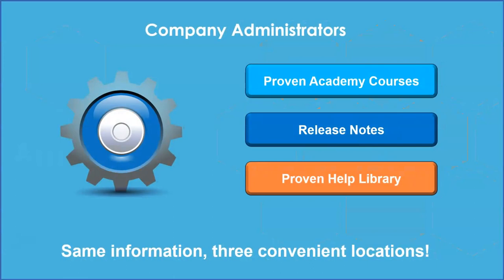Prior to utilizing Proven Dry Logs, your company administrator will need to set up specific items in company settings and user role security. This information will be covered in detail within our Proven Academy courses or upcoming release notes, as well as our Proven Help library prior to our official release. This is the same information that will be placed in 3 convenient locations for our users.